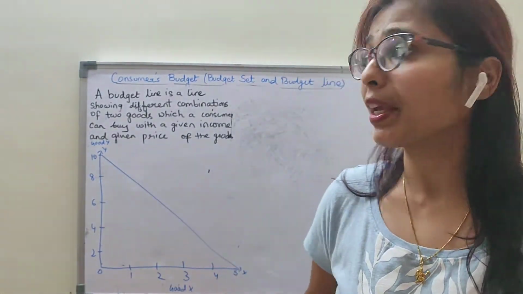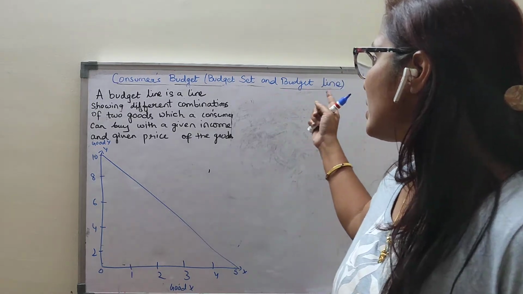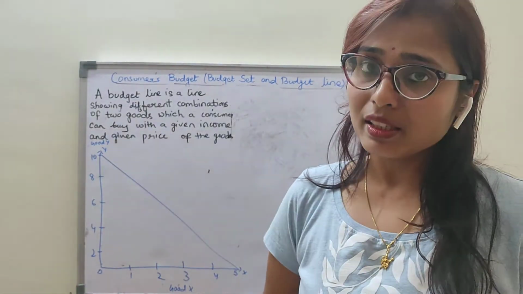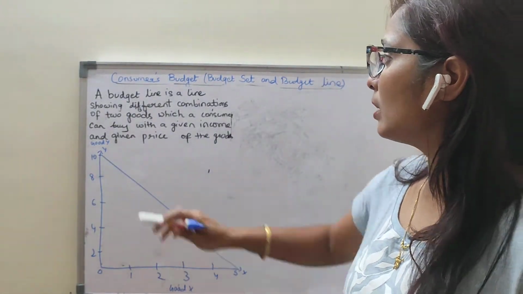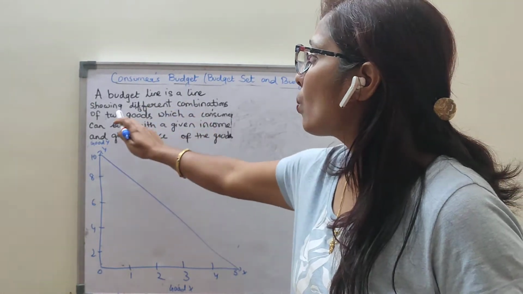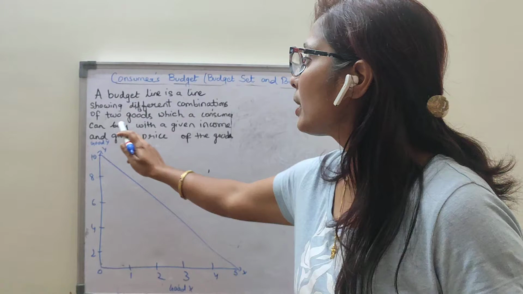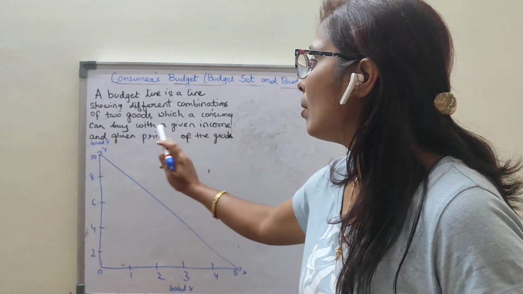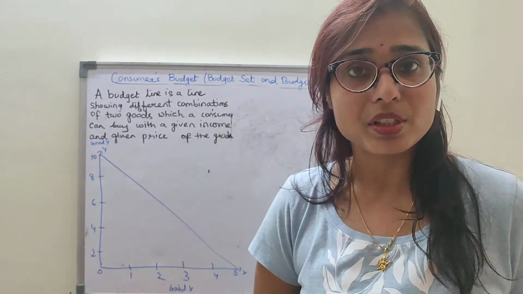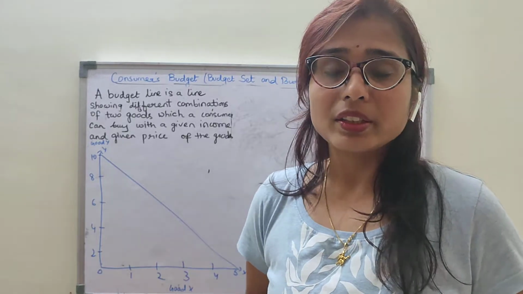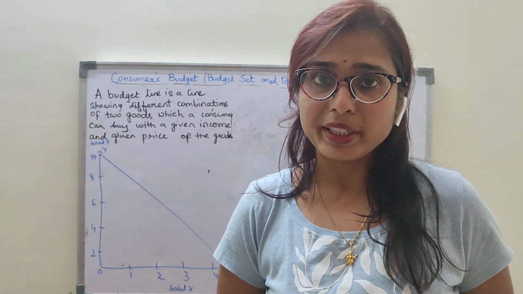So today's topic is consumer's budget, that is budget set and budget line. Let us understand what is budget line. A budget line is a line showing different combinations of two goods which a consumer can buy with a given income and given price of the goods. I hope this is clear to you, so let me make it clearer with the help of an example.